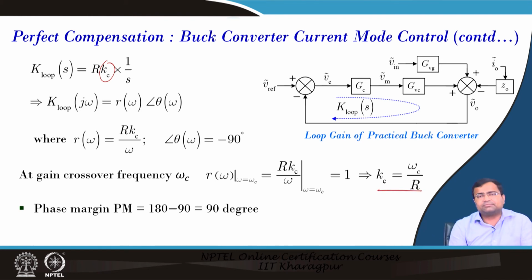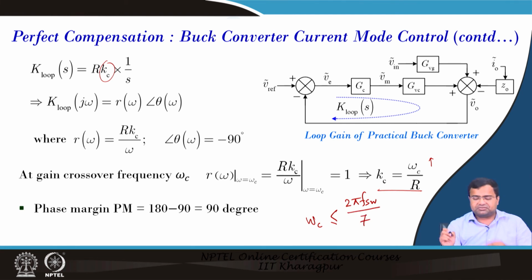That means phase margin is always 90 degree. Now if we increase the omega c, that means if you increase the gain crossover frequency, then your controller gain will increase. But we know that we cannot increase it significantly, because there is a model validity problem, and we know that the model for current mode control will be valid nearly up to 2 pi FSW by maybe 7 or 8.